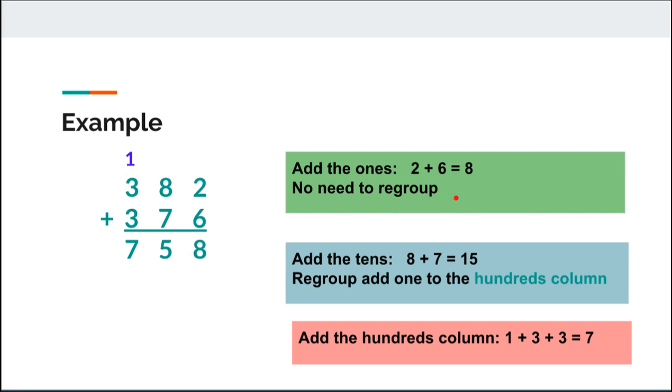Add the ones, no need to regroup. Add the tens, 15, we have to regroup. Add a 1 to the hundreds column. Add the hundreds column, and we are done.